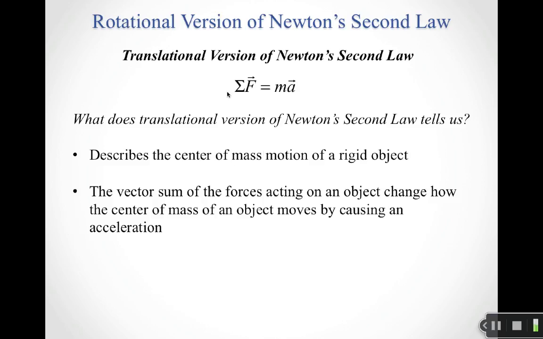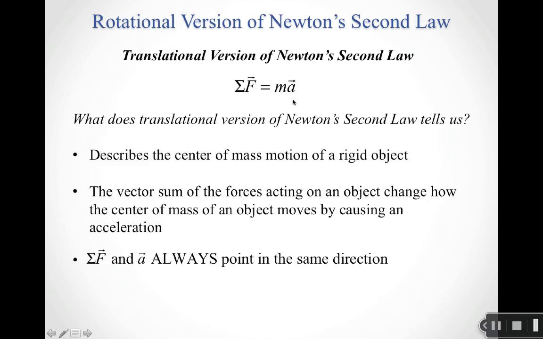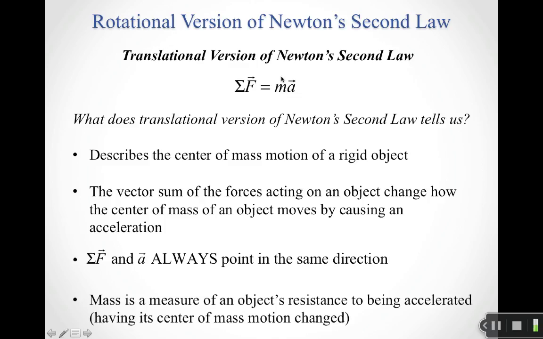We said that this tells us that the vector sum of the forces acting on the object change how the center of mass of an object moves by causing acceleration. So you take the vector sum of all the forces, that's going to tell you how the object's motion is changing, because that will tell you whether or not you have an acceleration. It tells us that the net force and the acceleration always point in the same direction, because mass is always positive.